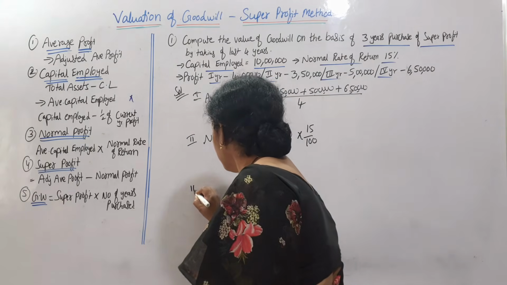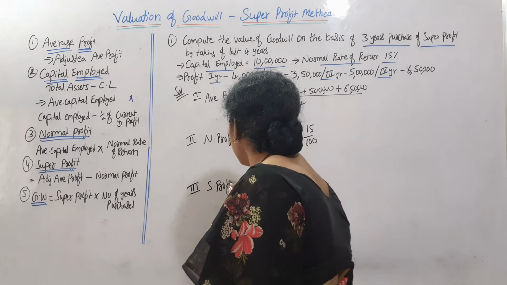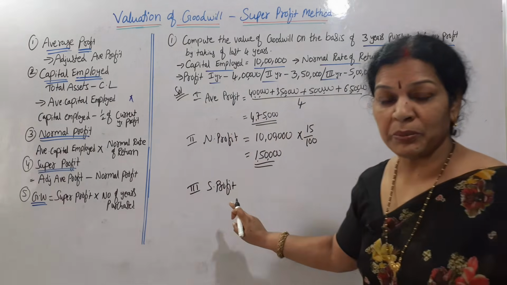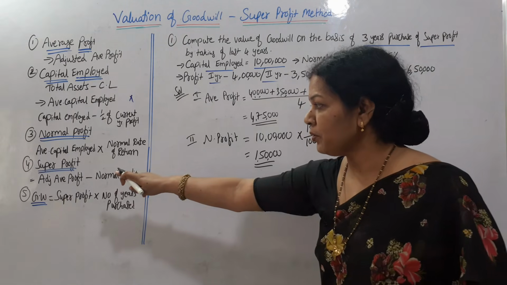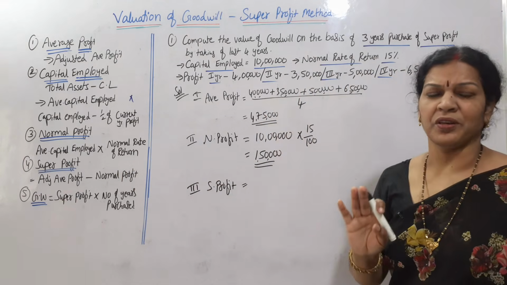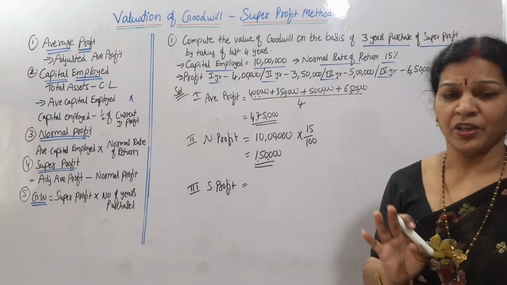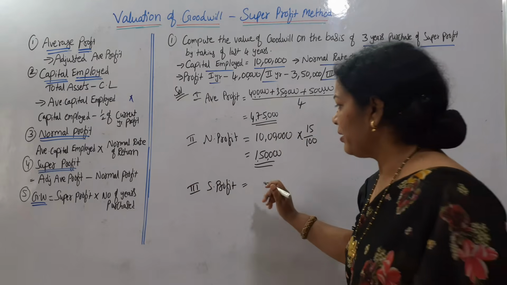Third one, super profit. Short form I'm using in exam, you are not supposed to. Super profit is equal to adjusted average profit. Adjusted is not there because no adjustments are given, so directly you can take average profit. Average profit minus normal profit.